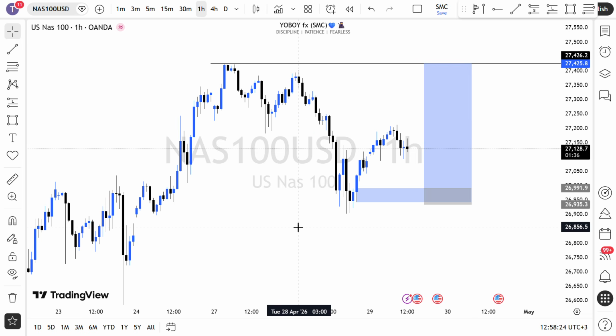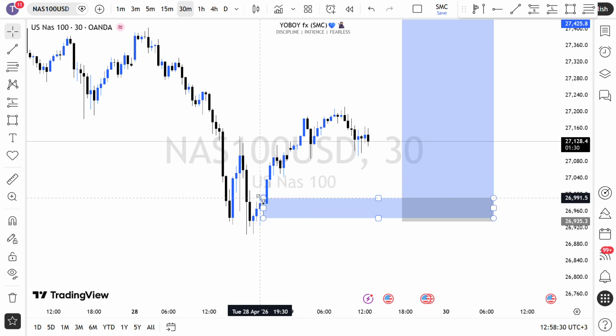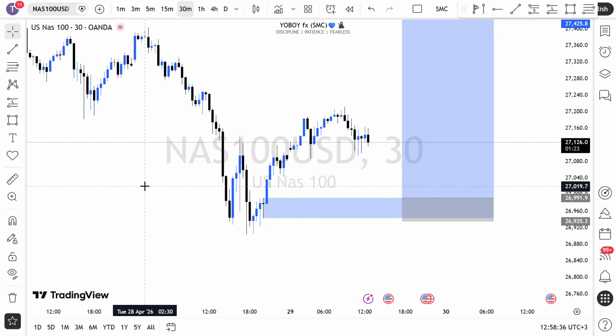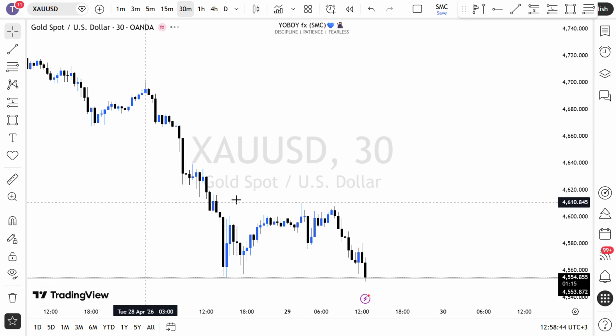Let me know what you think in the comment section so that once price comes into this area, we look forward to take this trade, and I hope it comes into this area, and then we have a very good setup on NAS 100. So I also have gold, XAUUSD.